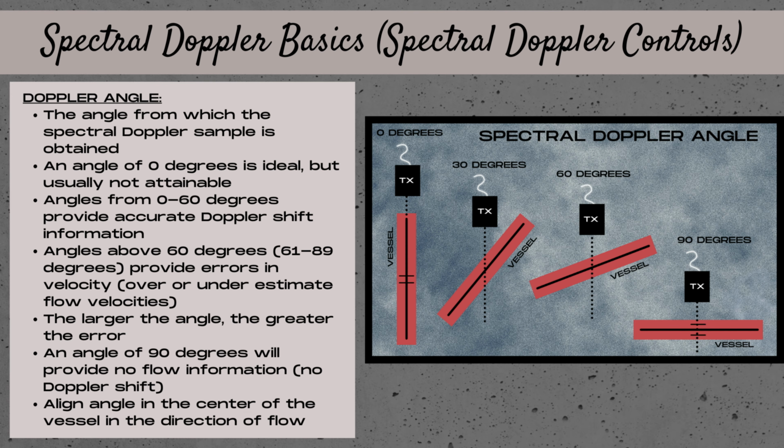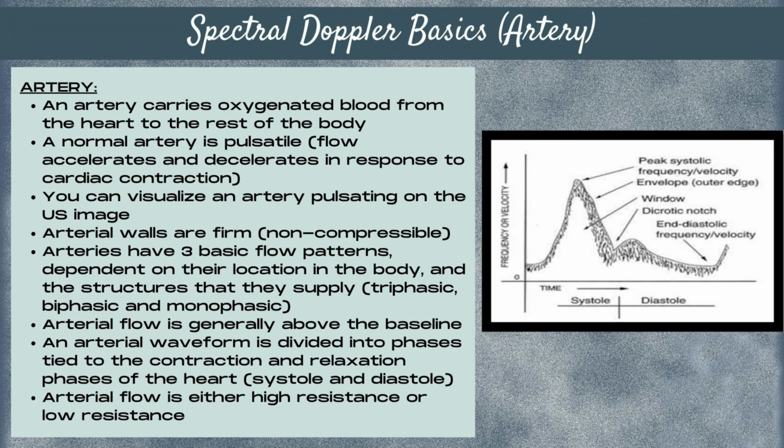An angle of 90 degrees will provide no Doppler shift information because no Doppler shift occurs when the transducer and the vessel are perpendicular to each other. And it's crucial to align the angle in the center of the vessel within the direction of flow. Now let's cover a few spectral Doppler waveform basics.